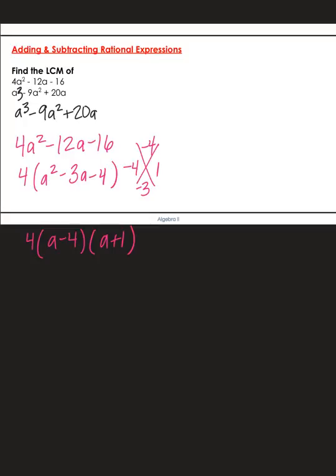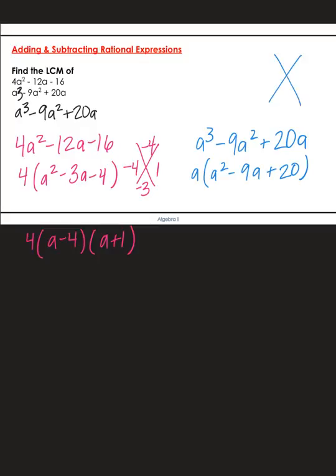Then if we look at the second one, again, that is a cubed minus 9a squared plus 20a. And what can be factored out of here? Of course, an a. And when we factor out an a, we're left with a squared minus 9a plus 20. And then we want to know what can multiply to give us 20 and add to give us negative 9. We know 5 and 4 gives us 20. And if we make them both negative, they will still multiply to give us a positive 20, but they will add to give us a negative 9. So then this will factor to a times a minus 5 times a minus 4.